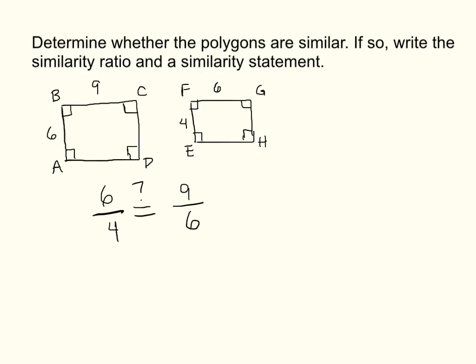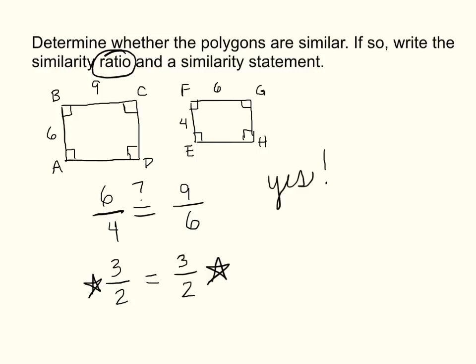I find that 6 over 4 reduces to 3 over 2. 9 over 6 also reduces to 3 over 2. So indeed, they are proportional, which means that, determining if the polygons are similar, my answer is yes, the polygons are indeed similar to one another. Now we need to write the similarity ratio. The similarity ratio is simply what one of the corresponding sides reduces down to. I always like to abbreviate similarity ratio as SR. That will equal 3 over 2.